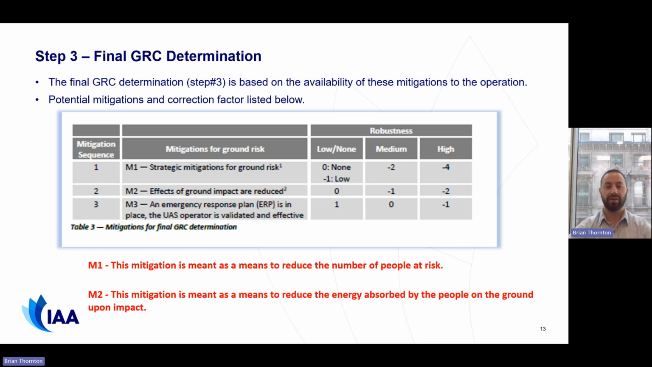M2 mitigations for the purpose of this lecture is just by way of information, and we'll focus more on M1 mitigation because what we're trying to do with containment, both basic and enhanced containment, is that we reduce the number of people at risk on the ground.